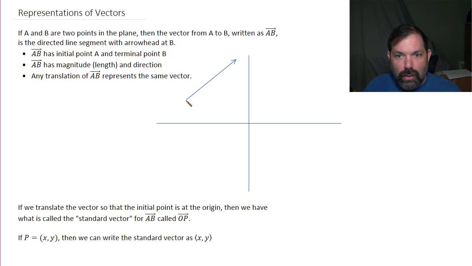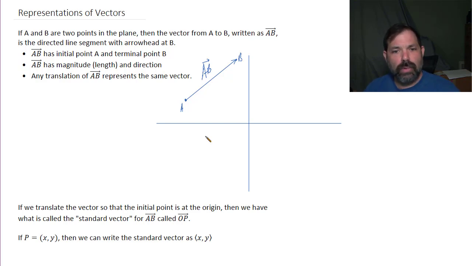So if I said, here's this point A, and here's the point B, then now there's the vector. This is the vector AB. It has initial point A and terminal point B. It has a magnitude. Now, if we're drawing a vector in 2 dimensions, we can think of the magnitude as its length, and it has the direction. The direction is the direction that the vector is pointing.